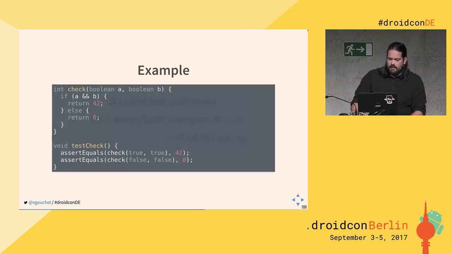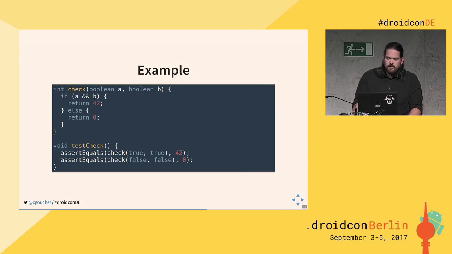So I'm going to take a very quick example of mutation testing in action. For instance, you have this method that takes two Booleans, A and B, and returns a result that is 42 when both inputs are true, and 0 in every other case. And you have your test methods, and you say, okay, if I run check on true and true, I expect 42, and if I run check on false and false, I expect 0.